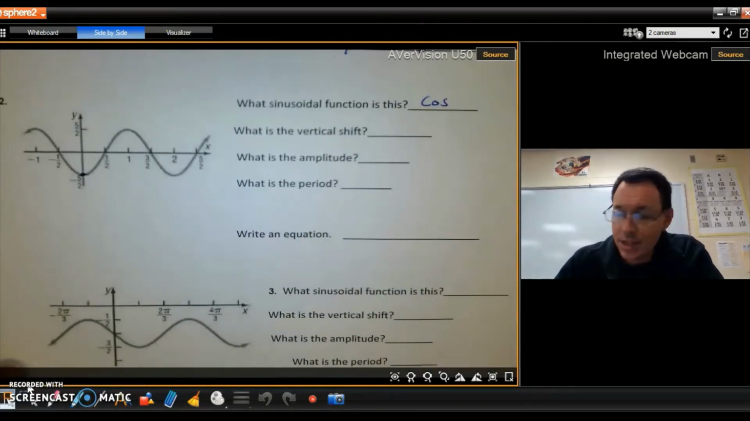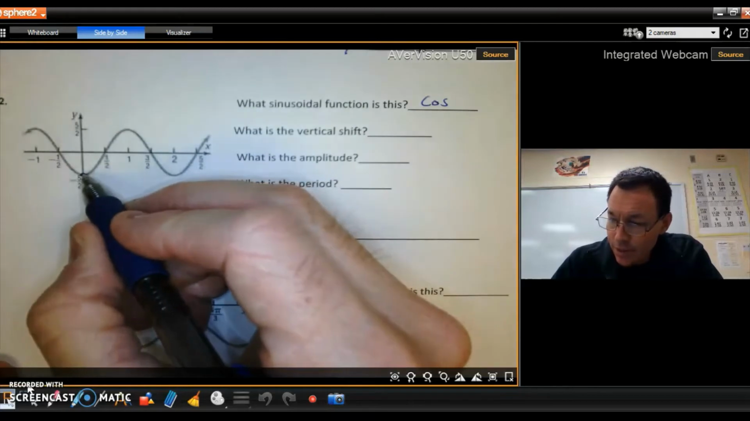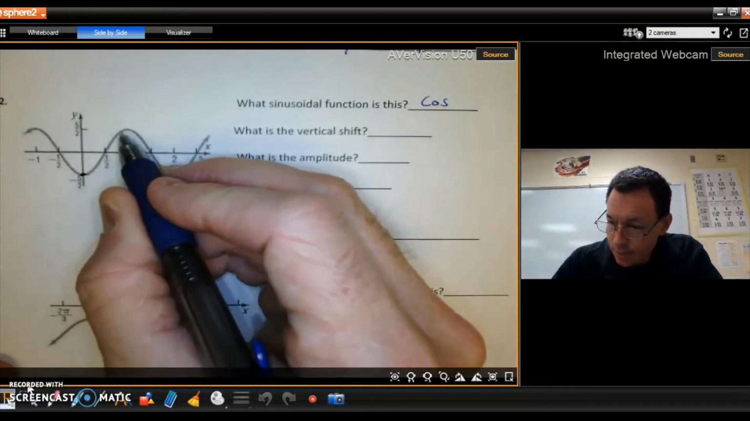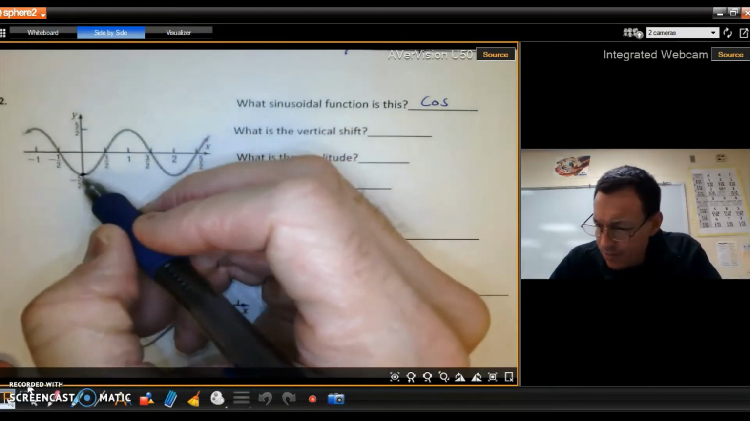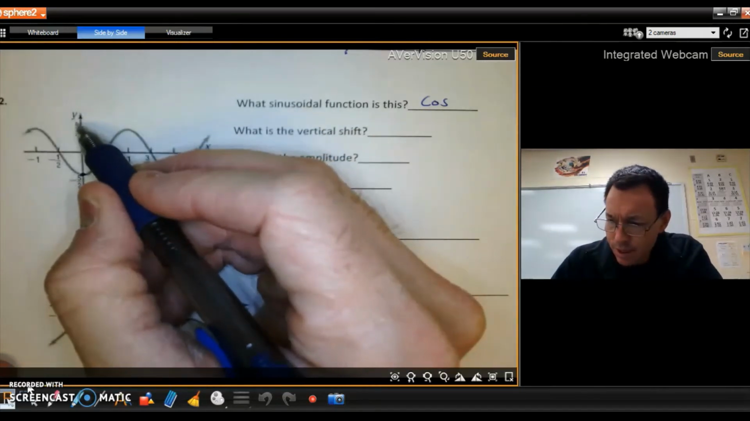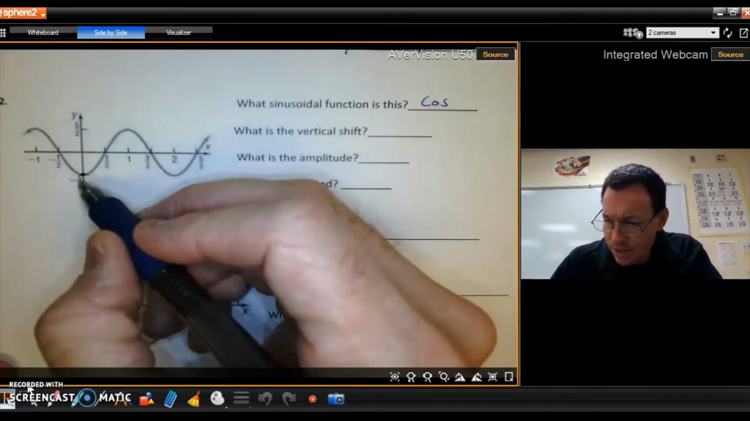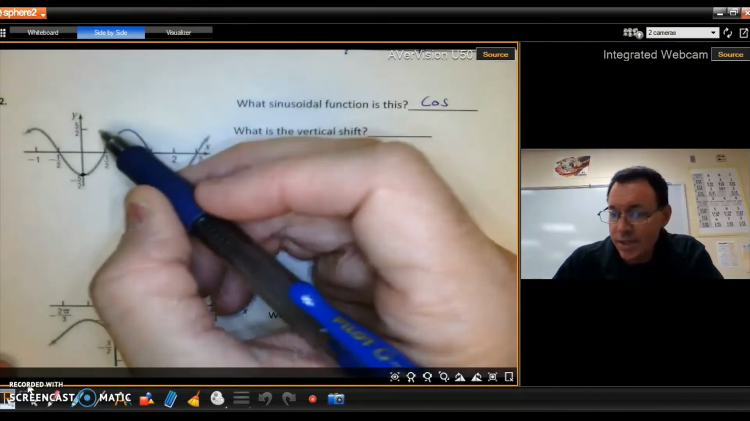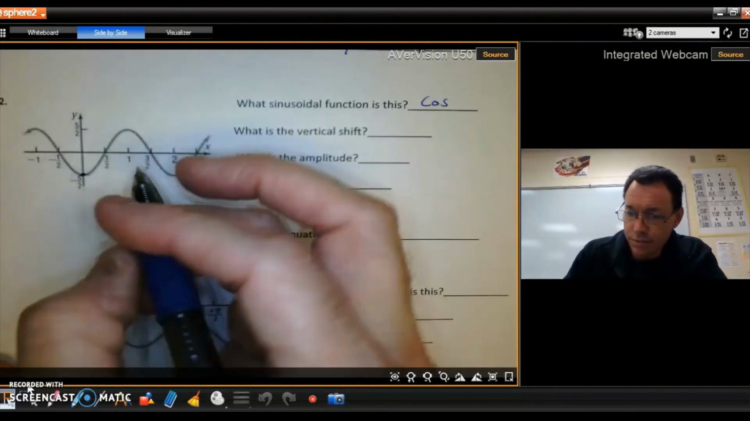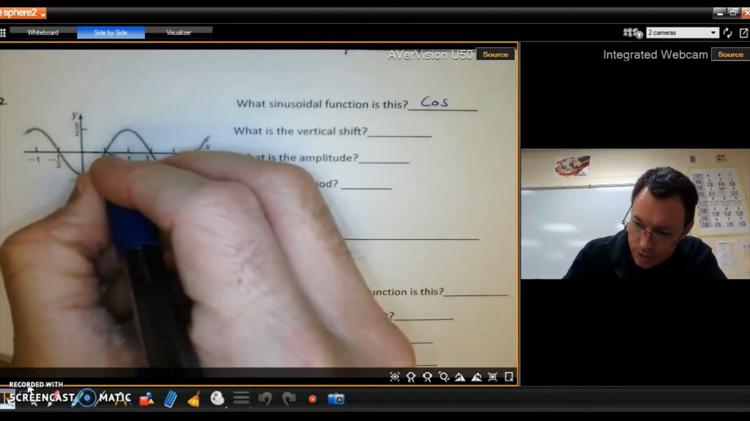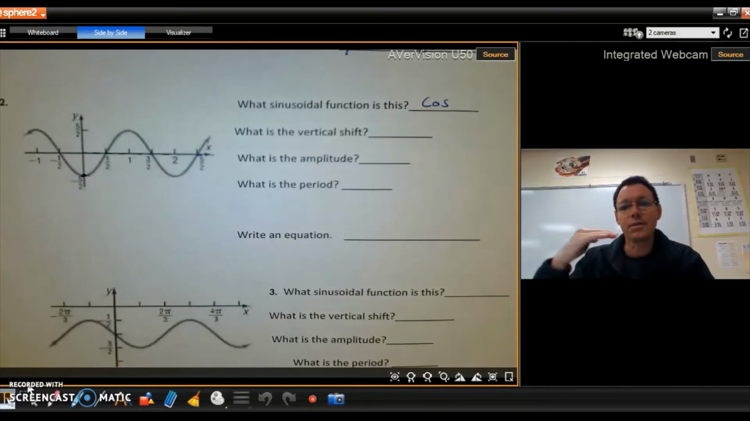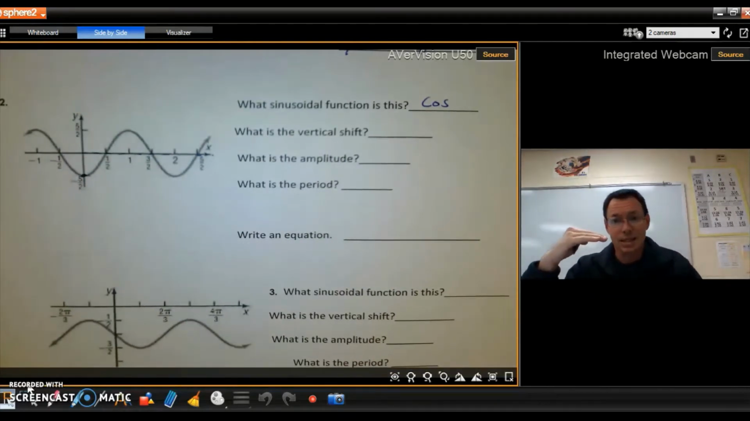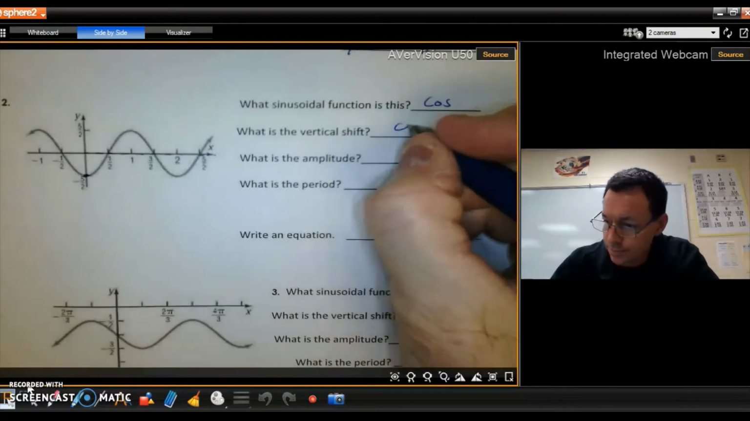What's the vertical shift? Again, this graph goes down to here and goes up to here. This says 5 halves, and this is 5 halves, so that's like 2.5. They're the same, so there is no vertical shift. This is the middle of our graph. The midline and the x-axis are the same, so there's been no vertical shift.